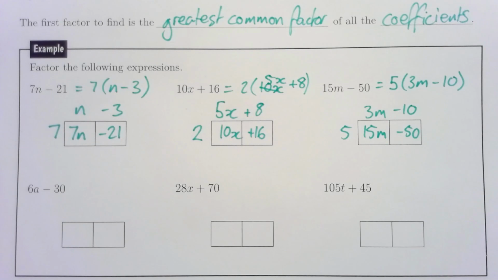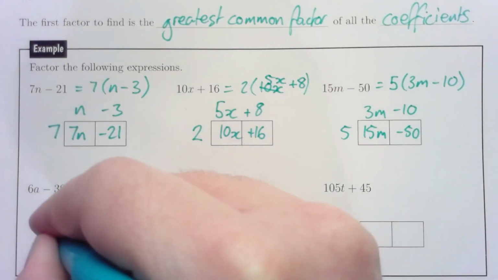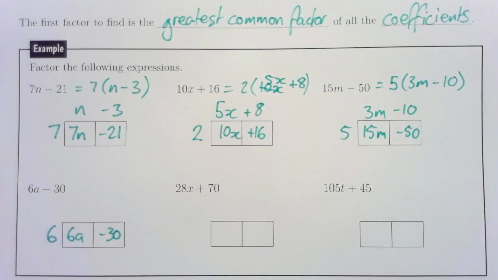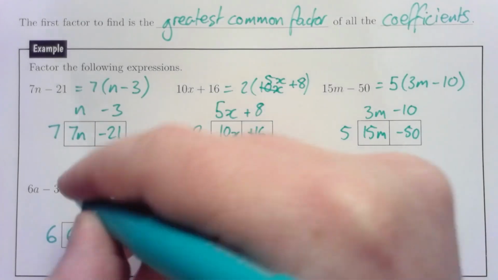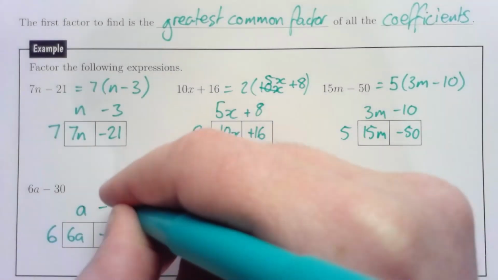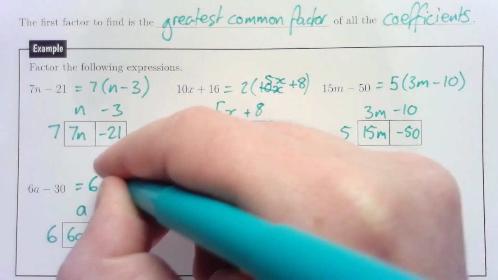For the expression 6a minus 30, our common factor would be 6. Now we could use a common factor of 2, or we could use a common factor of 3. However, that wouldn't be the greatest common factor, so our expression wouldn't be as factored as much as it could be. We should always use the greatest factor that we can find. To get our expression, we would have to multiply 6 by a and negative 5. So our factored form is 6 times the quantity, a minus 5.